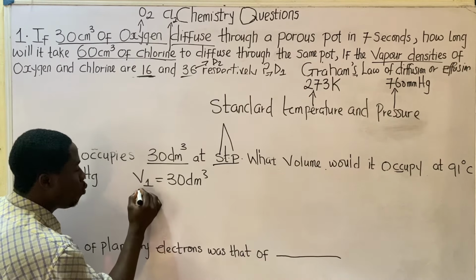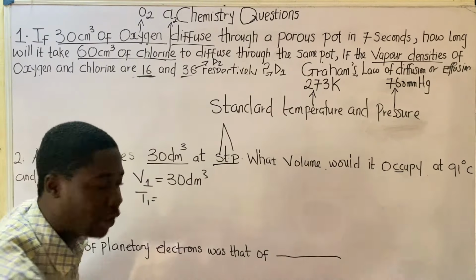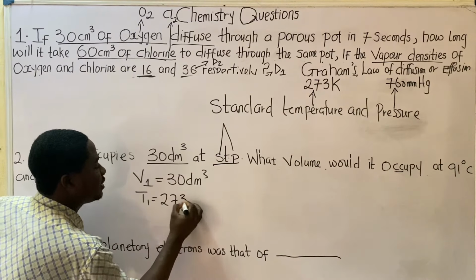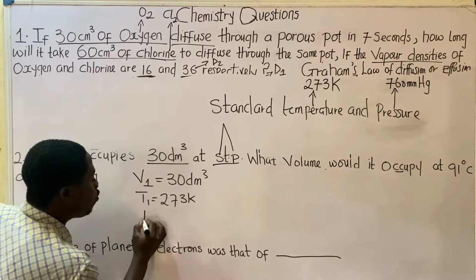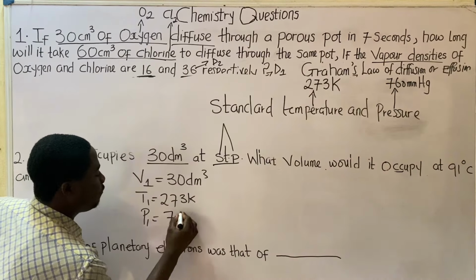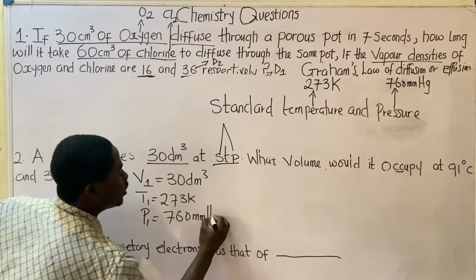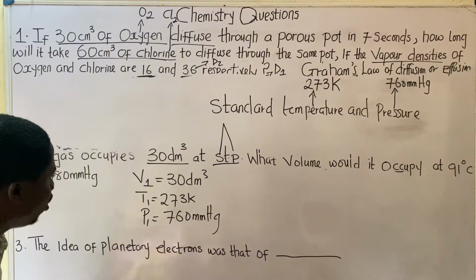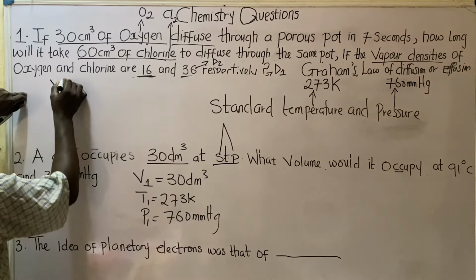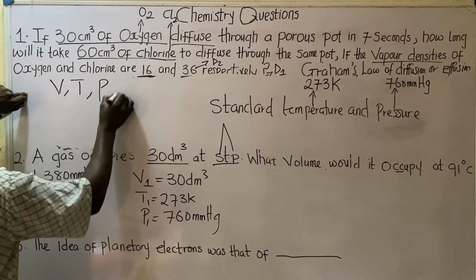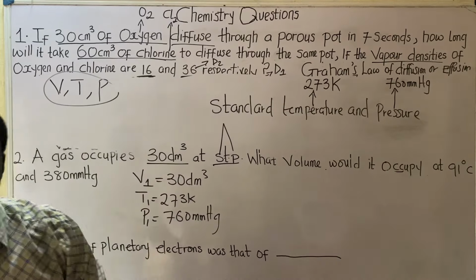What becomes the T1, which is the first temperature? In the question, 273 Kelvin. What becomes the P1? 760 mmHg. So this particular question relates volume, temperature, and pressure. Which gas law should we use?